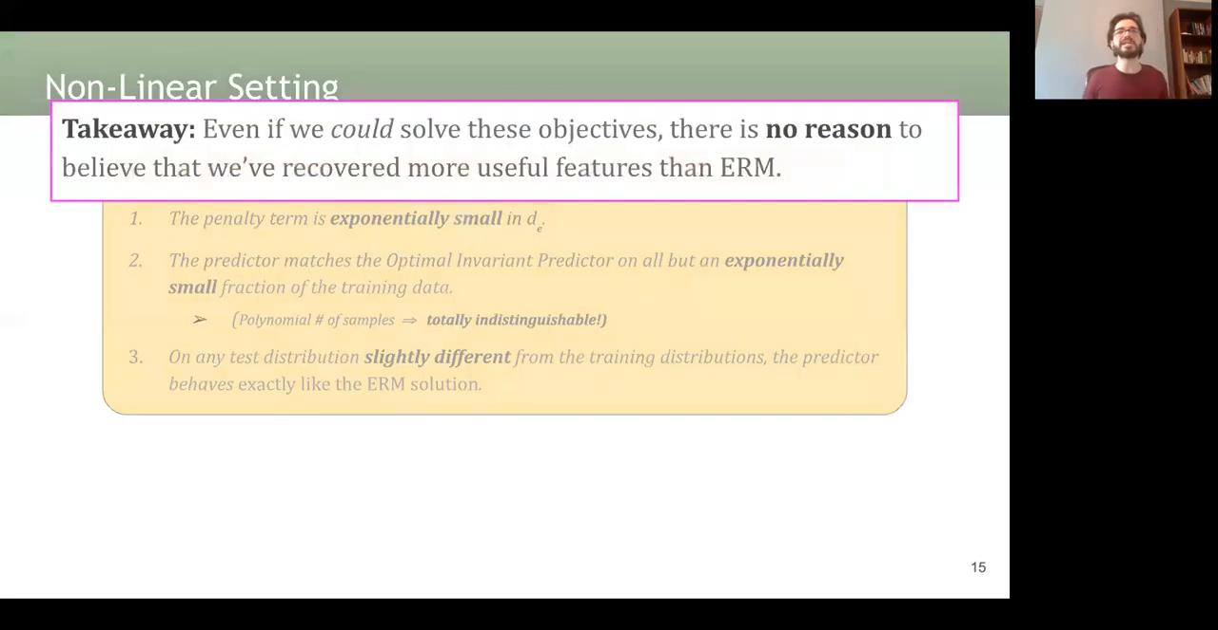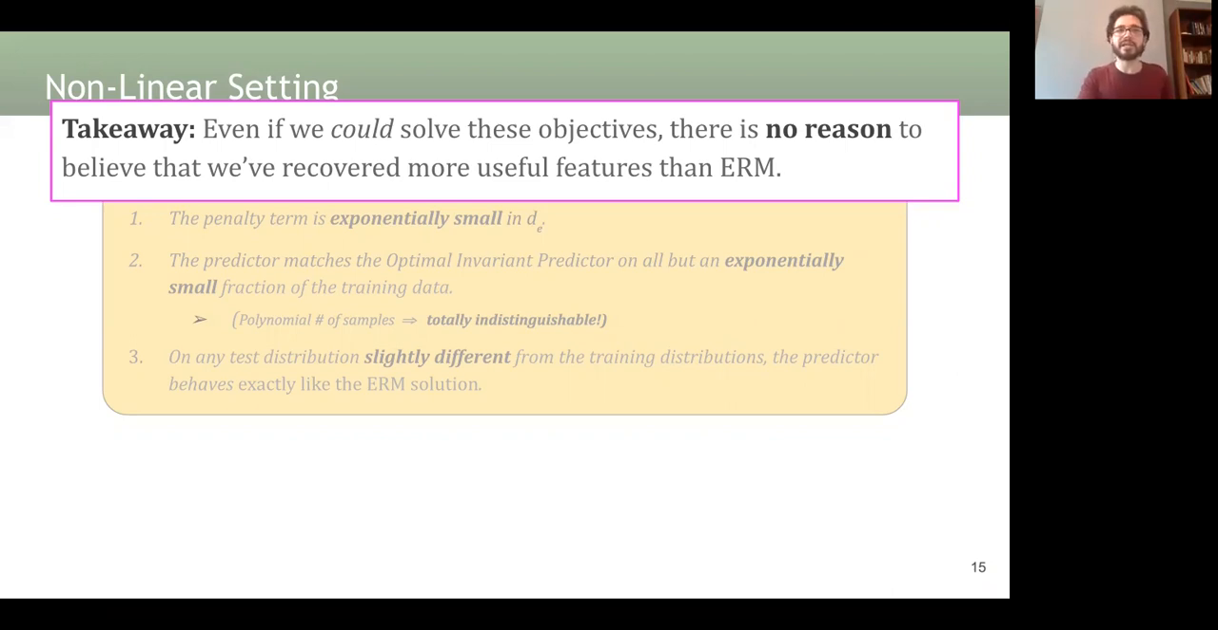So the main idea is, remember, even if we could solve these objectives, because again, these are very nonlinear objectives that are difficult to solve, but even if we could solve them, there's really no reason to believe that the features we've uncovered or the predictor that we've uncovered will do better than ERM. And this is such a powerful result because this is really the first result in any sort of nonlinear latent variable setting that analyzes how these objectives perform. So we've basically shown that these don't achieve the goal. And as I mentioned, with little to no modification, this applies to all of the alternatives.